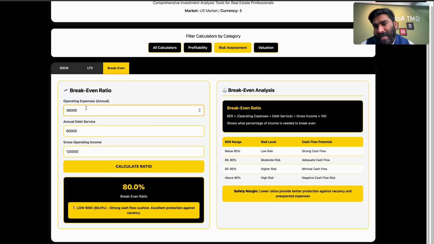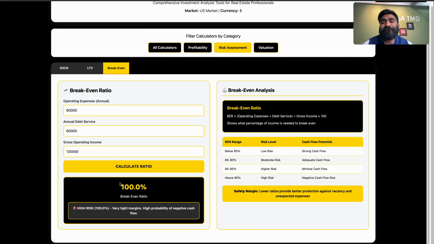Now if I increase the operating expenses, and look at this, wow, it's 100%. So the break even is at 100%. It means 100% income, 100% expenses, no profit and no loss. So you should avoid such an investment. Where the break even is at 100%, it is high risk, a very tight margin, with a high probability of negative cash flow. If expenses increase further, it would be negative cash flow. So in this case, a very, very tight margin and a negative cash flow.